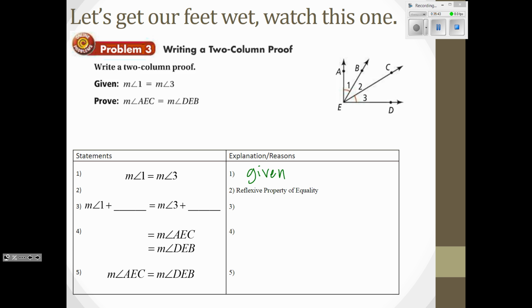Our next statement here doesn't have a statement, but it says over here that we're using the reflexive property. Reflexive property said that something was equal to itself. So I would say that the measure of angle 2 is equal to the measure of angle 2. Now, it seems redundant, seems obvious, but we need to state it in order to make sense of what we're about to do. And then next, we're going to use the addition property of equality by adding the measure of angle 2 to both sides. We added the same thing to both sides. This is just the addition property of equality.